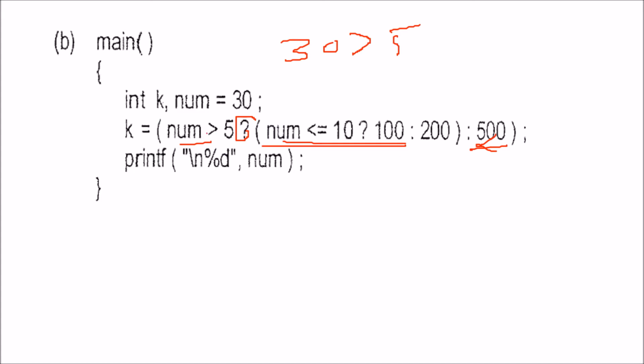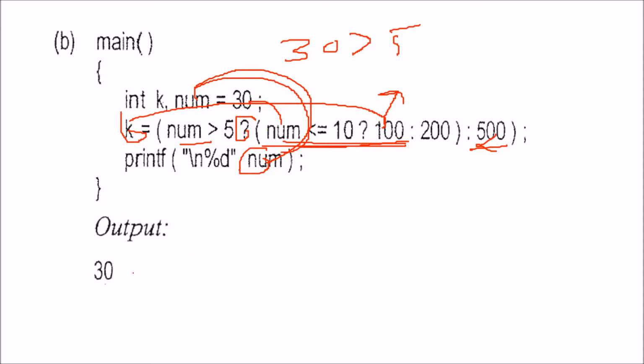So we see that num is greater than 5, that is 30 is greater than 5. Then this is true, so we go inside this: num less than or equal to 10. But here it becomes false because 30 is not less than or equal to 10. So 100 has to come. 100 will be assigned to k. If you print k, it will be 100. But here the printing is done for num, so there is no question of k. Num is 30, so 30 will be printed.